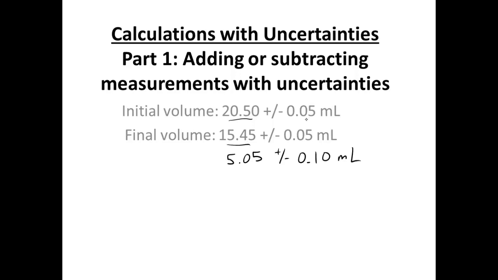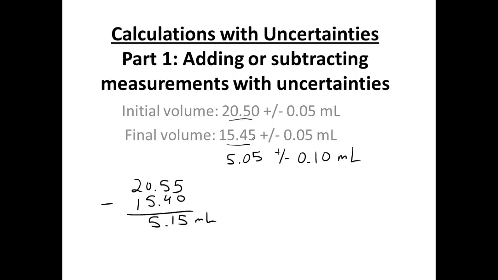Okay, now let's just think about why that is. What we're saying here in the top one is this could be as high as 20.55 or as low as 20.45. Okay, similarly with the final volume. So let's take the highest possible initial volume of 20.55 and subtract the lowest possible final volume, which would be 15.40. And you'll see that we get 5.15 milliliters.